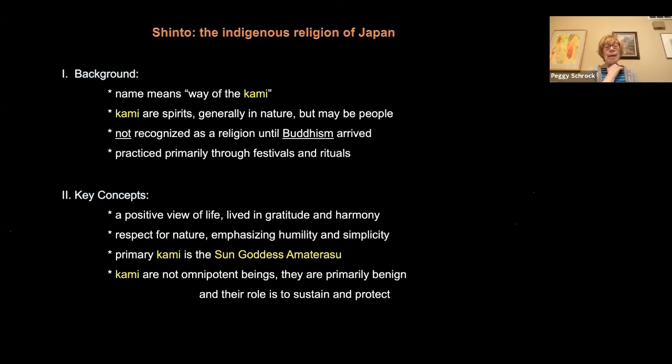The primary kami, and as far as I know, and I cannot think of another one, this is the only female form associated with the sun. Everywhere else in the world, the sun is male. The sun is a god. It's always a male god associated with the sun. This is the female goddess Amaterasu.